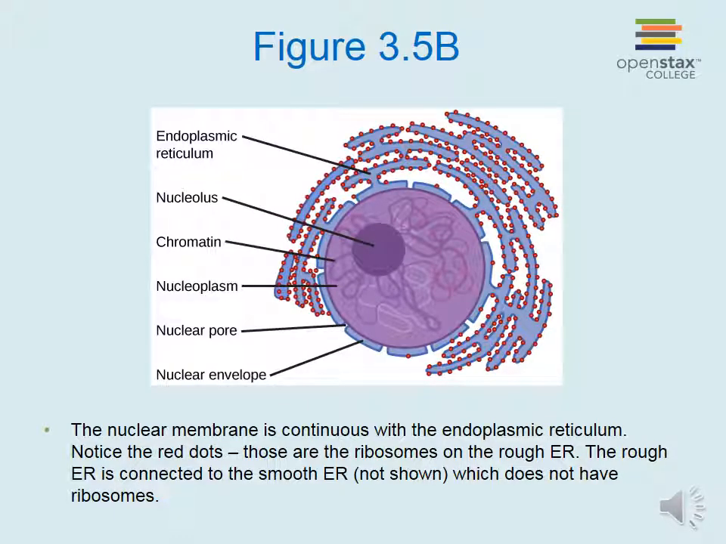As mentioned, the nuclear membrane is continuous with the endoplasmic reticulum. Notice the red dots. Those are the ribosomes on the rough ER. The rough ER is also connected to the smooth ER, which is not shown here. However, the smooth ER looks exactly like the rough ER, except it does not have ribosomes. That's why it's called the smooth ER.